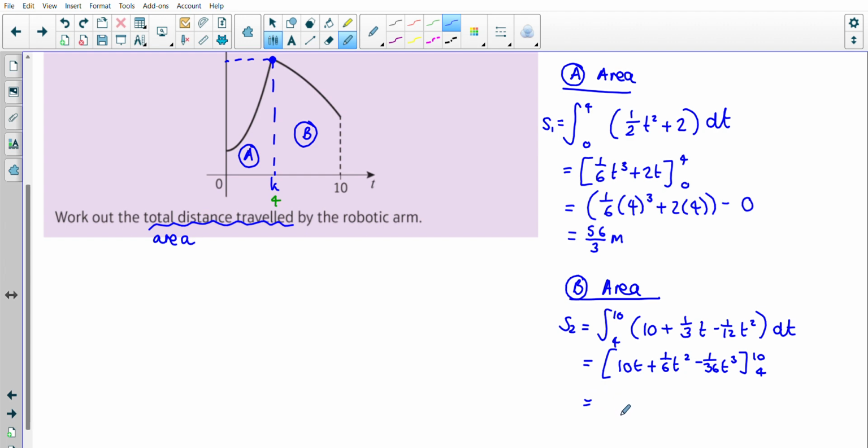So I'm not going to show me substituting that in. You can do the substituting in step. I'm just going to jump straight to my calculator. So I'm using that button that I'm talking about, and I'm putting in the limits from 10 and 4, and I'm typing in the part that I've integrated.